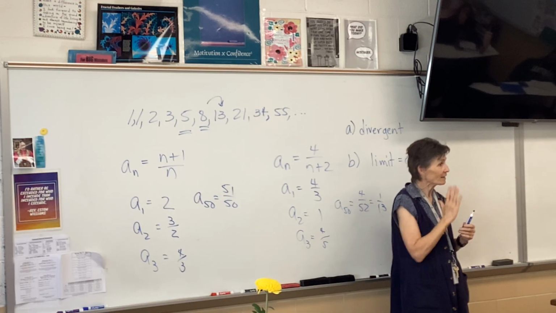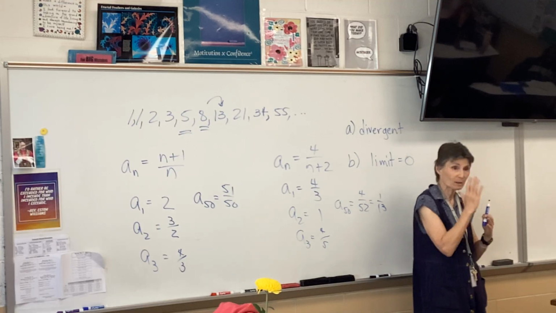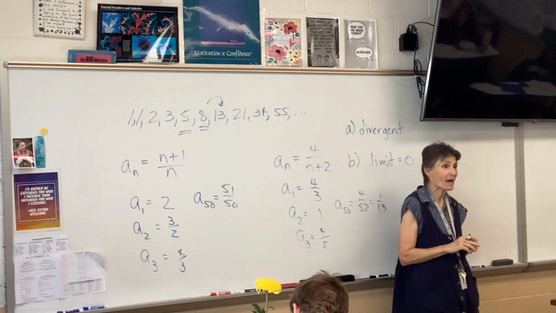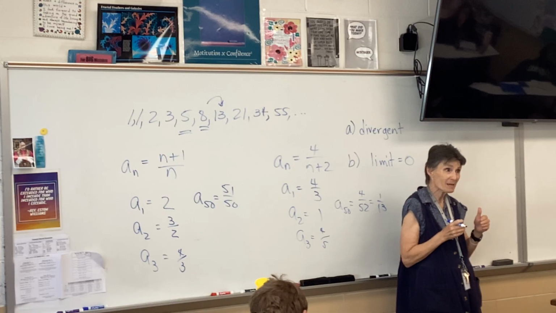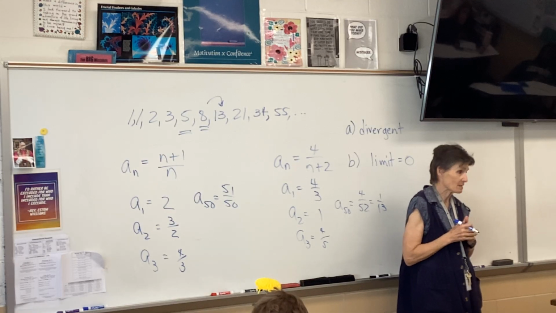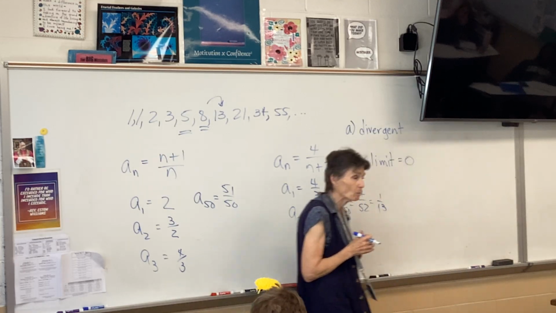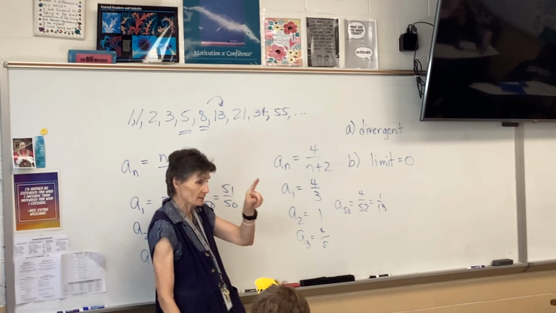No, so I am acting like a limit. I'm like a wall that they can't go past. They're going to keep getting closer to me, but they're never going to get past me. That's exactly right. So that one is convergent and has a limit at 0.